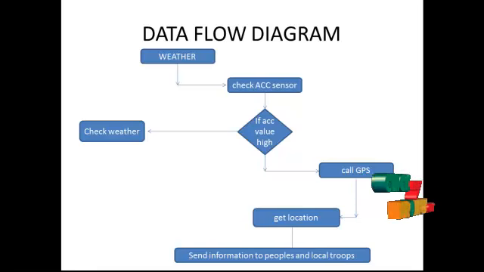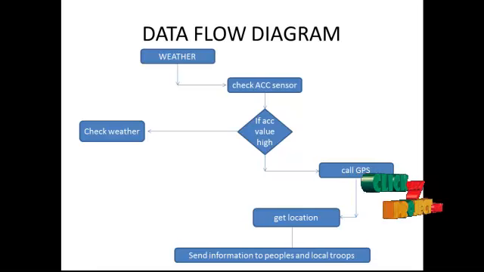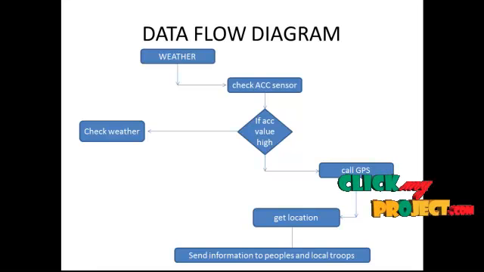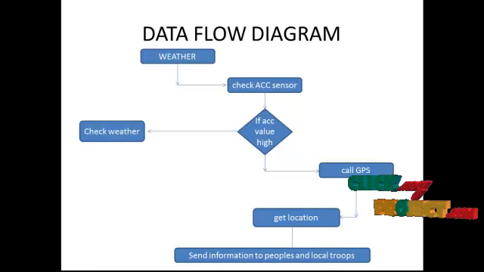If the weather value is increased, an alert message is automatically sent to the particular people that are near to me, or the people who registered in the app. After this, the notification also contains the current location of the users who met the disasters. Also, the GPS module is used to get the location. Finally, they send the information to the people and local troops. So the people's current location and the default message will be sent to the relatives or other local troops directly.